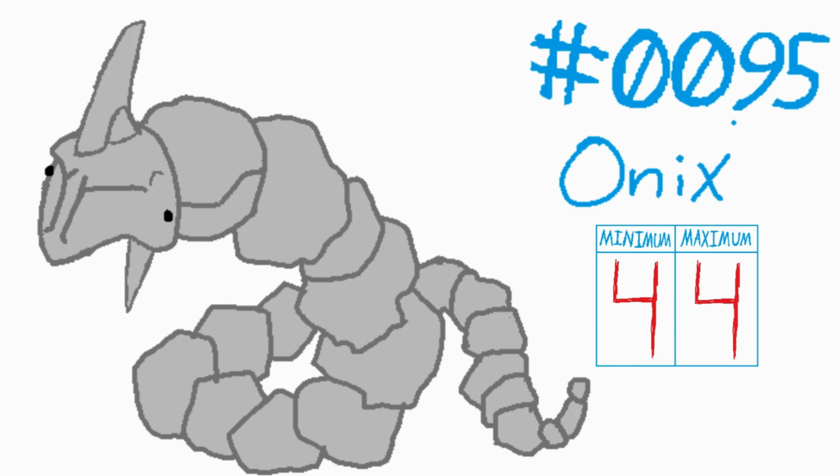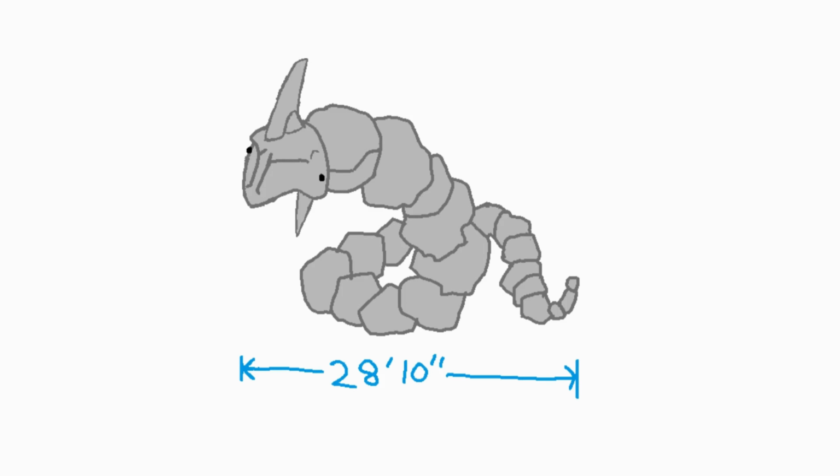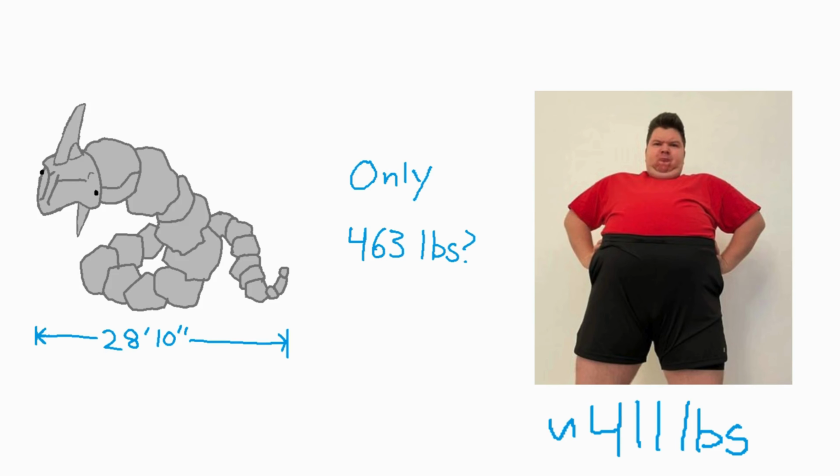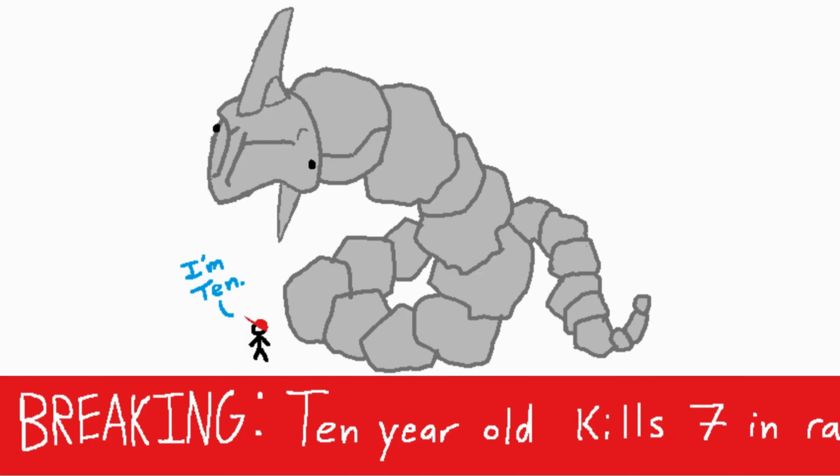Onix, otherwise known as the coolest Pokemon to ever exist. It is a big rock snake. He solos, just because of his cool factor. But I feel like its dimensions and weight make no sense. It is a 29-foot-long snake made of rocks, and it only weighs 463 pounds? People have weighed more than Onix. Wait, how? Also, again, children are just allowed to carry this thing with them.